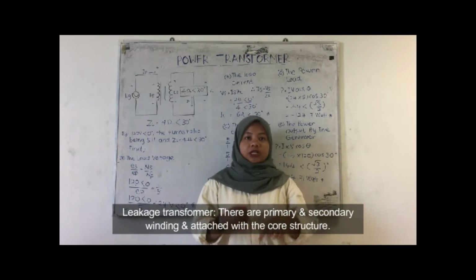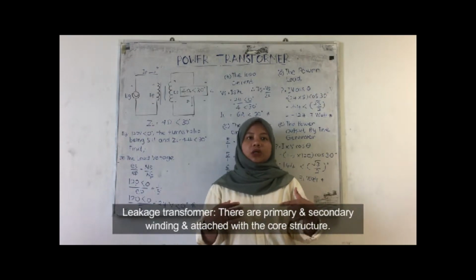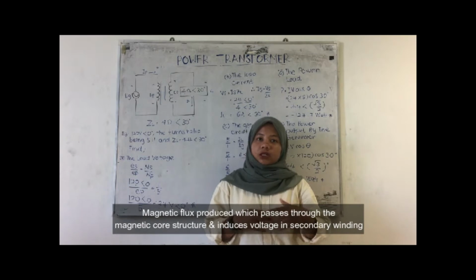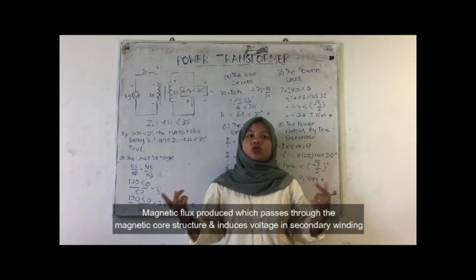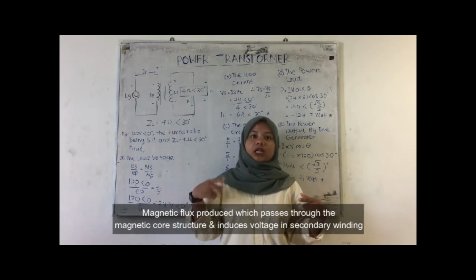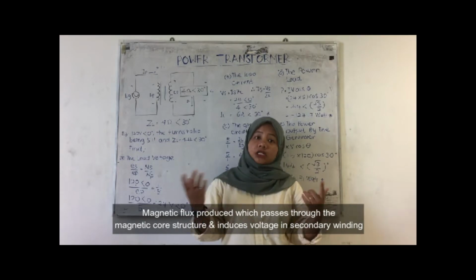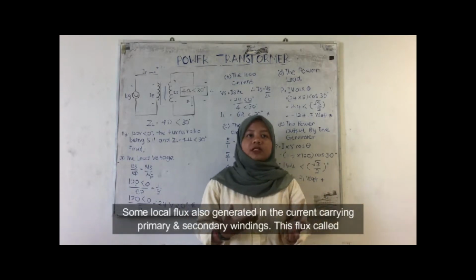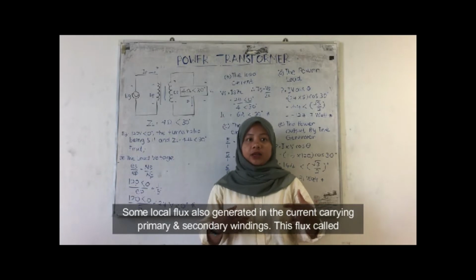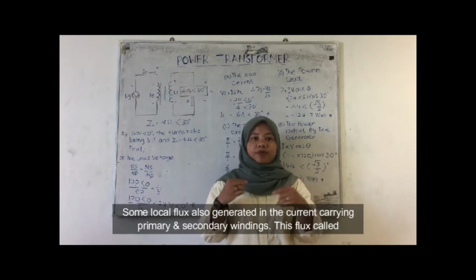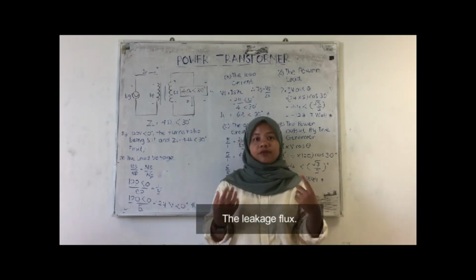There are primary and secondary windings attached with the core structure. Magnetic flux is produced which passes through the magnetic core structure and induces voltage in the secondary winding. Some local flux is also generated in the current carrying primary and secondary windings. These fluxes are called the leakage flux.